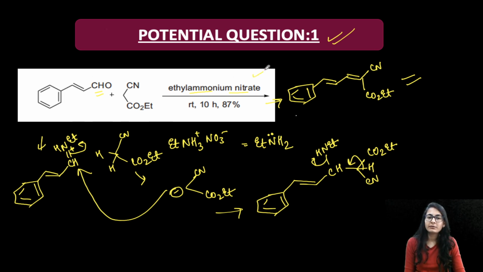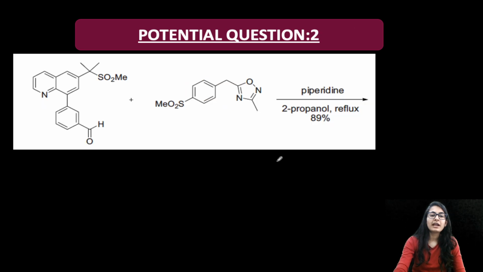Okay, ethyl ammonium nitrate, it is another amine which is going to catalyze the reaction. Similarly, you can try out one more question. Now this is a very good question, and the amine base that we are having is p-pyridine.